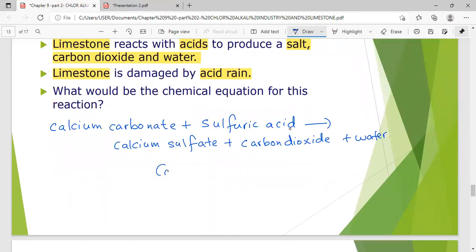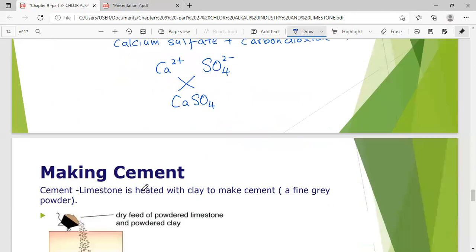Now, what's the formula for calcium sulfate? Calcium is Ca2+, sulfate is SO4 2-. The 2+ and 2- cancel out, so it will be CaSO4. I'm sure you know the formula for carbon dioxide and water. Good. So that's another reaction of calcium carbonate. Now let's move on.